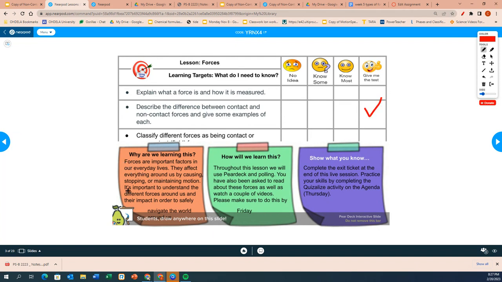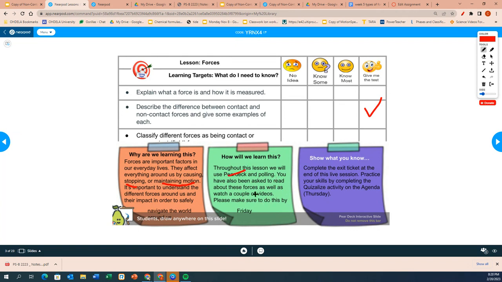So why are we learning this? Forces are most important factors in everyday life. They affect everything around us, causing stopping, maintaining motion. It's important to understand the different types of forces and how they impact us, in order to safely navigate our world. We'll be using Nearpod and polling.